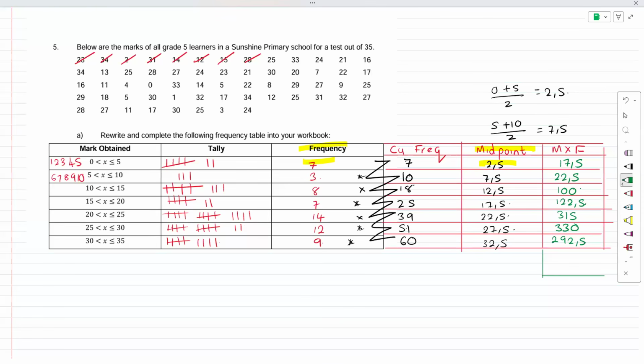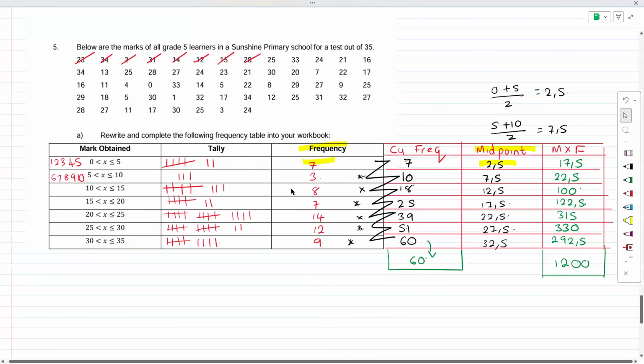Now, guys, what I'd like you to do is add this table up. There's a reason for it because it makes the mean simple to deal with. So if we add 17.5 plus 22.5 plus 100 plus 122.5 plus 315 plus 330 plus 292.5, we end up with 1,200. So that's the easy value. And this is our total, 60. Remember, the last number is the total. Now, that's all there is for this.